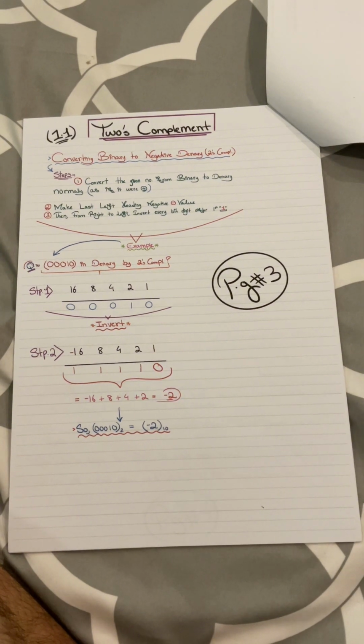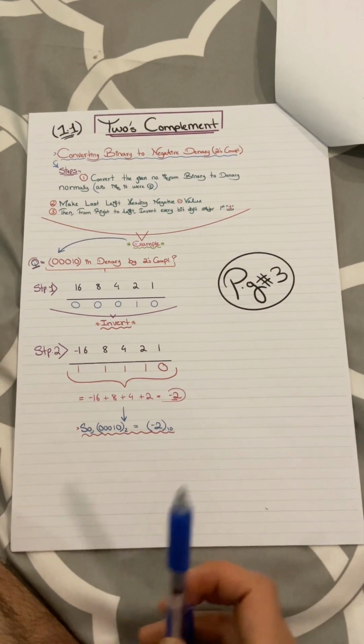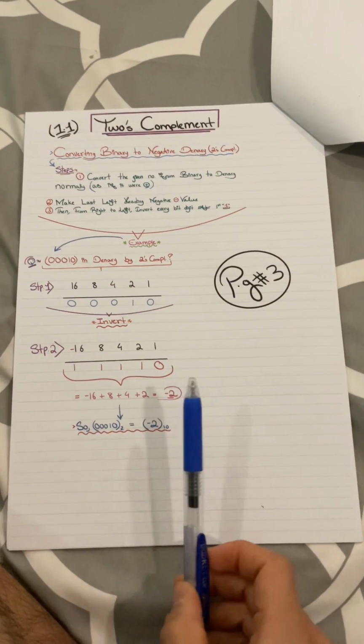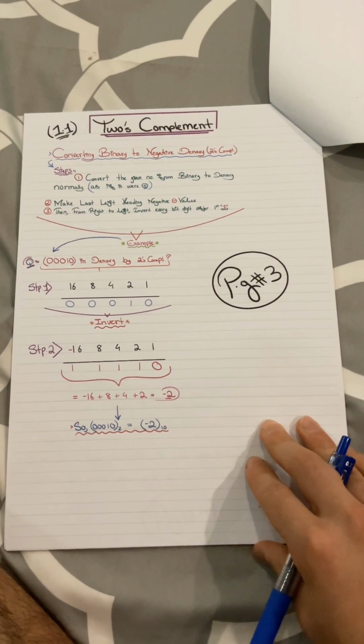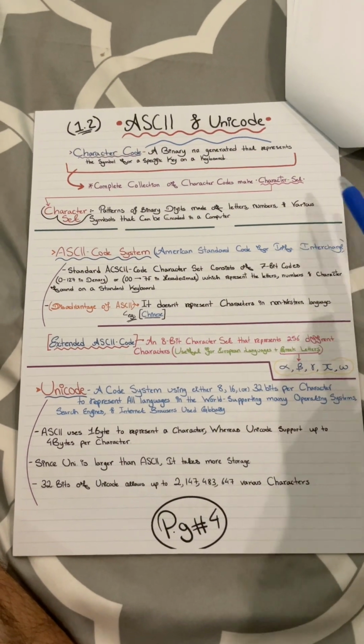Converting binary to negative denary using 2's complement. Again, convert the given binary number to denary as if it was positive, make the last left heading negative, invert after the first one. You can also pause the video here and solve your examples. Basically, after that, we have concluded lesson 1.1.